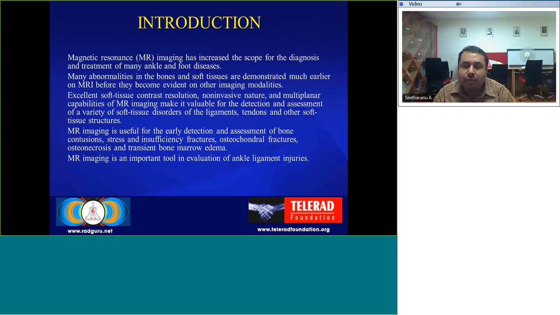In the case of osseous structures, the insufficiency fractures, osteochondral fractures, bone contusions, osteonecrosis, and transient marrow edema are better demonstrated on the MRI, and they're demonstrated quite early in comparison to other imaging modalities.